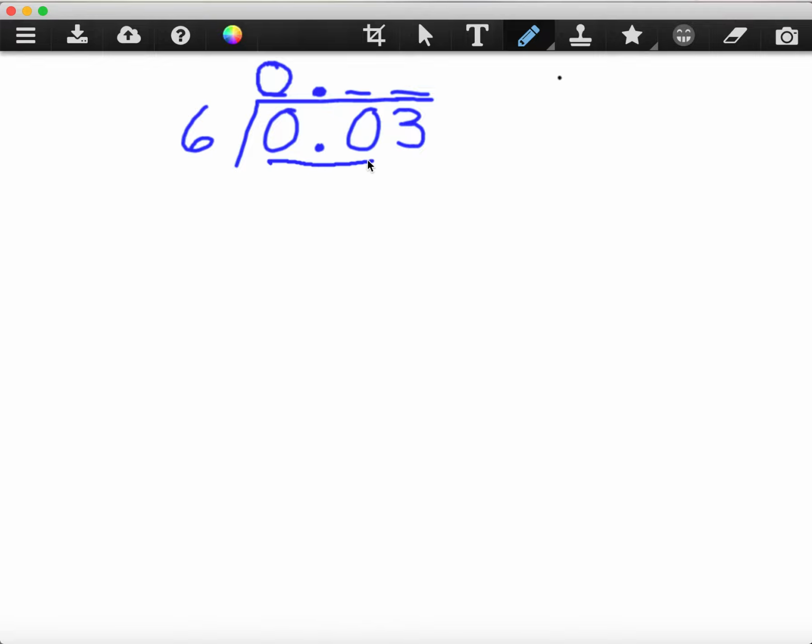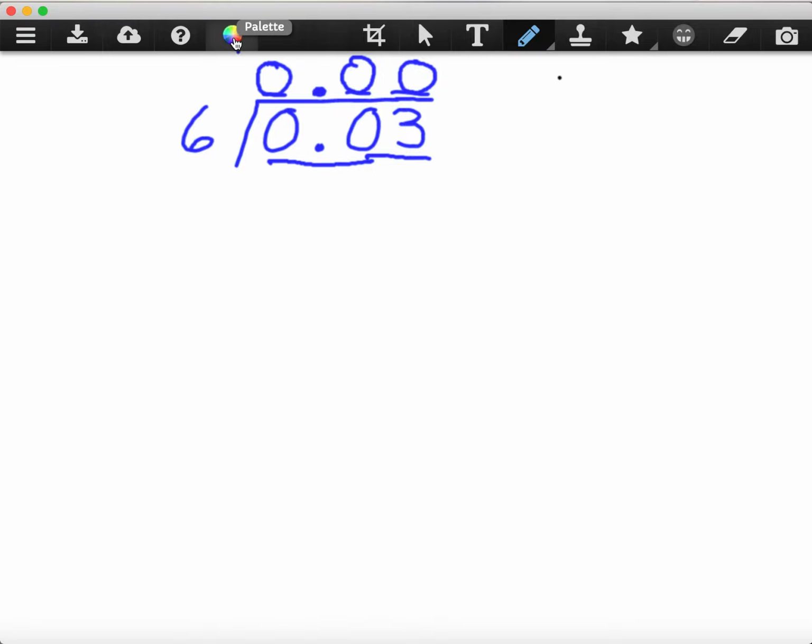I'm going to keep sliding over. 6 goes into 0, 0? No. Slide over. 6 goes into 3? No. Well, how can that be that there's all zeros? Well, we want to break it down even further because this is a decimal of 3 hundredths. So we want to break it down.